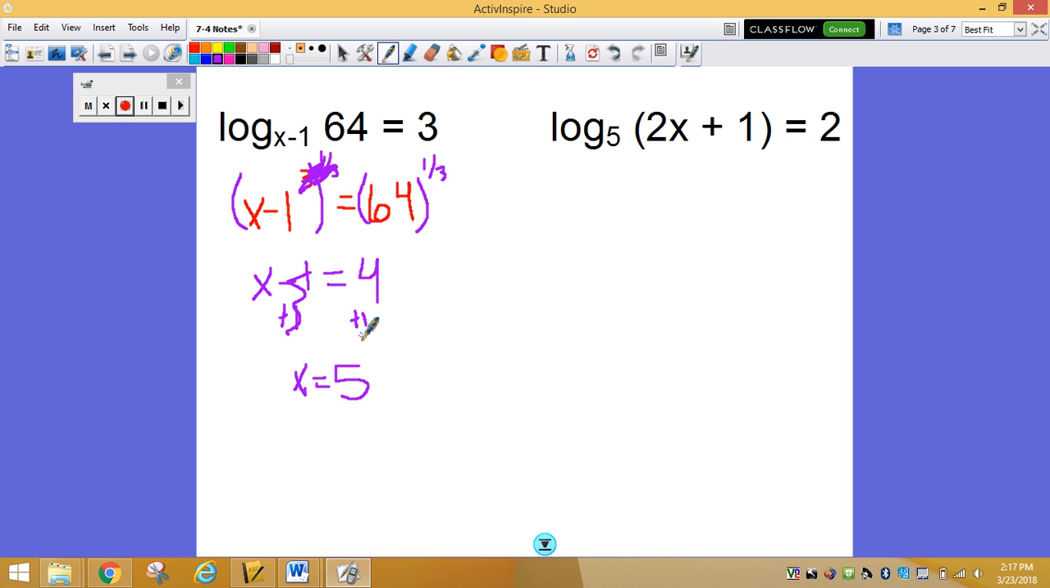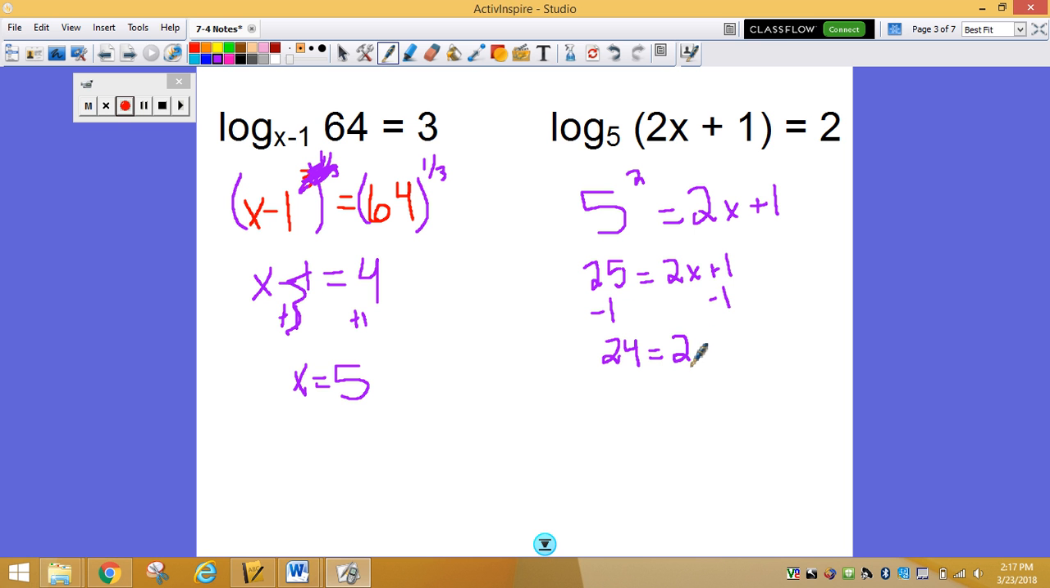Okay? Another type of problem you might see is one like this. So your base becomes your whole number. What it equals becomes your exponent. And the big part right here becomes what it equals. And you can just solve this because we know 5 squared is 25. I'm going to bring down 2x plus 1. We move this 1 over. The opposite of adding is subtracting. So I get 24 equals 2x. Divide by 2. And x is 12.